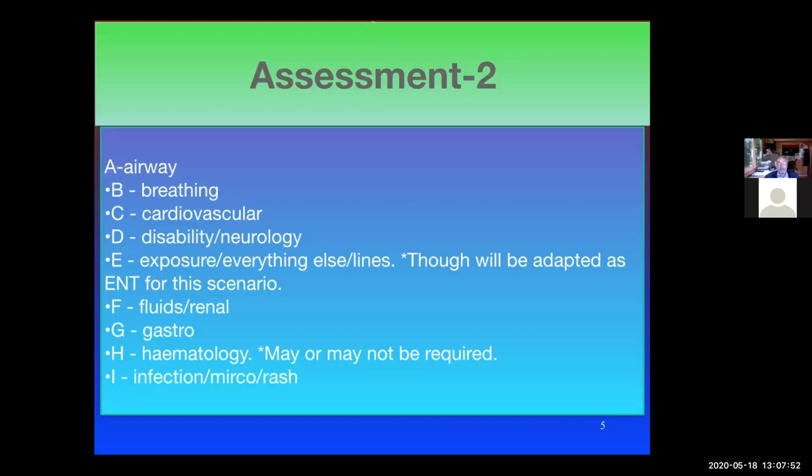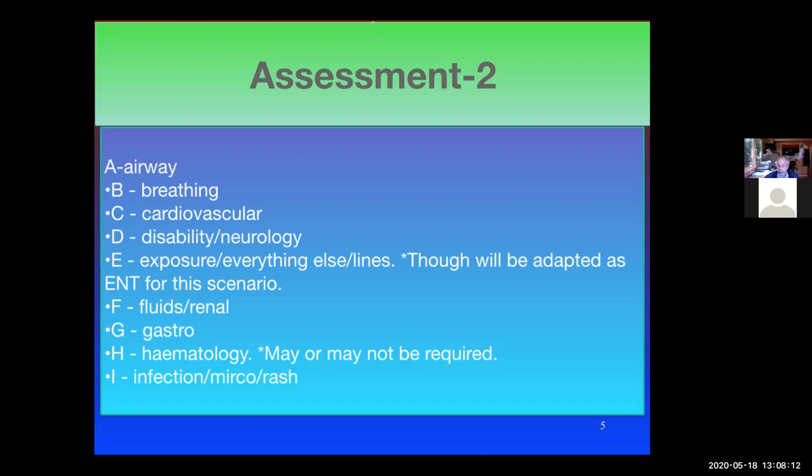So this is a broad spectrum assessment. With the airway, is it patent or not patent? Is it in a good position? Is there vomit or something else? Breathing: is it regular or not regular? Cardiovascular, we should talk about it all in detail. Disability, neurology, exposure, everything, illnesses.